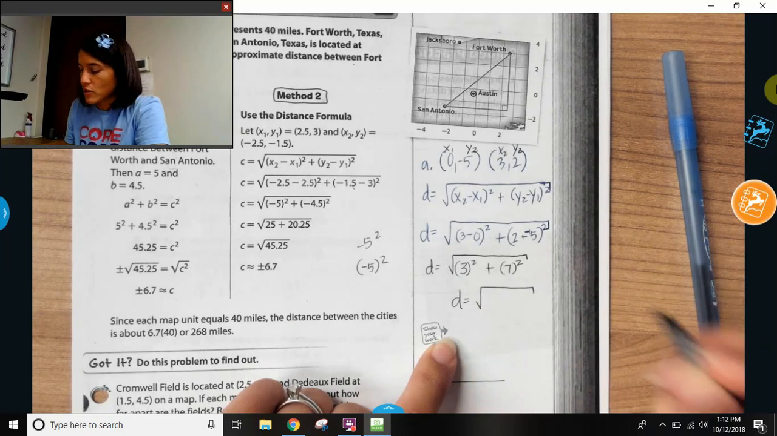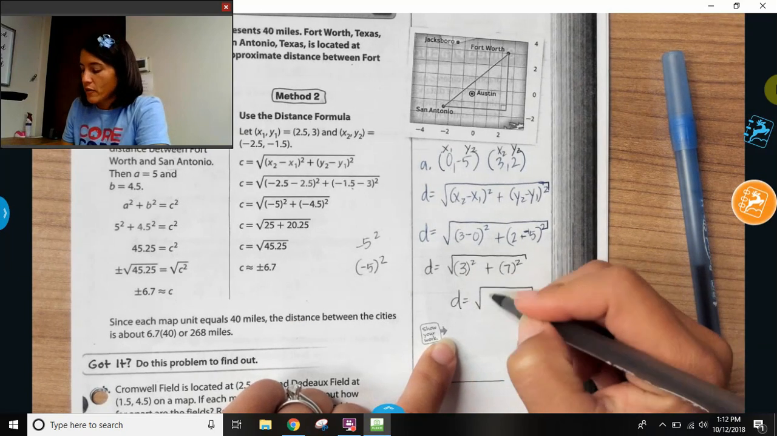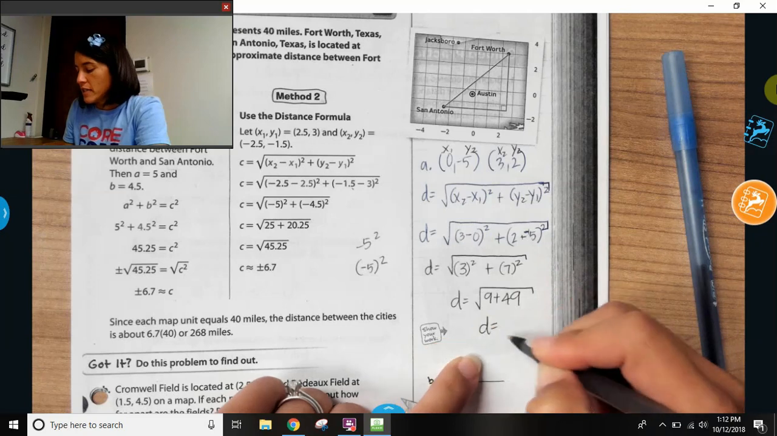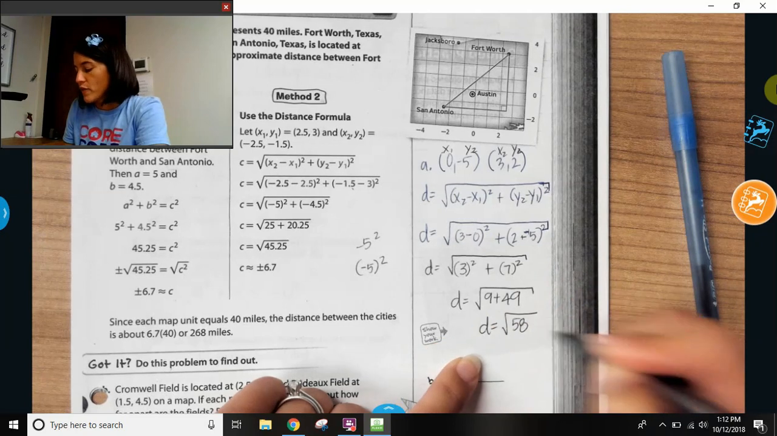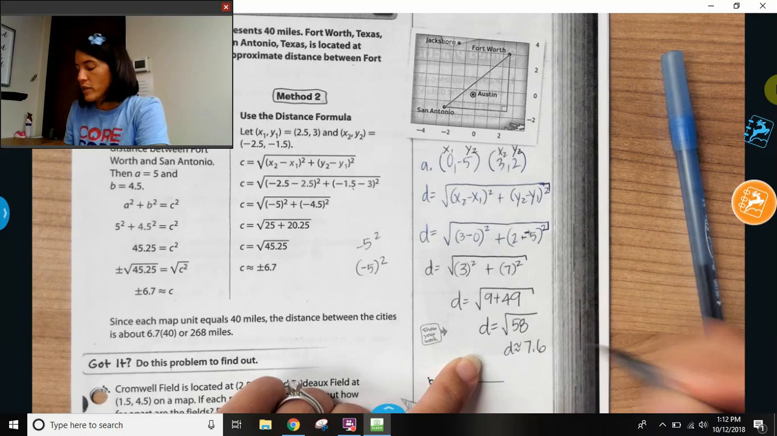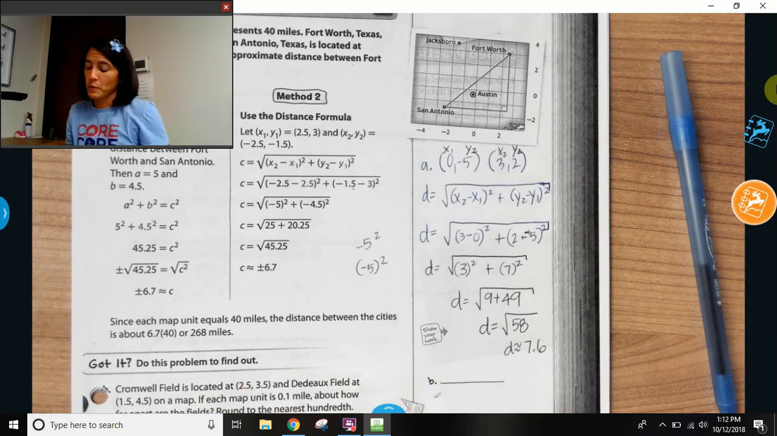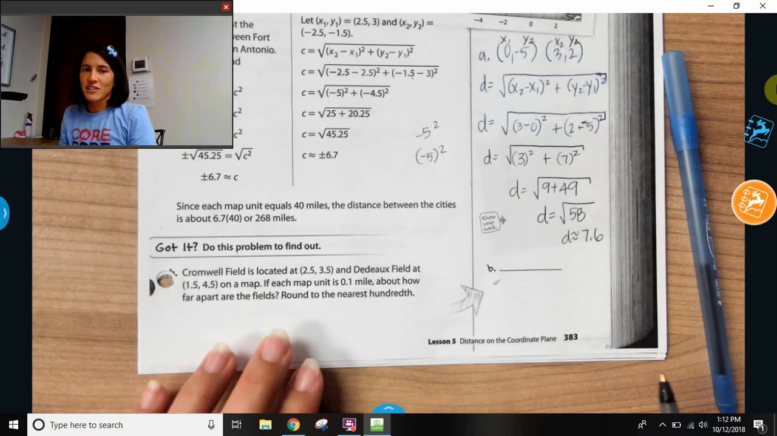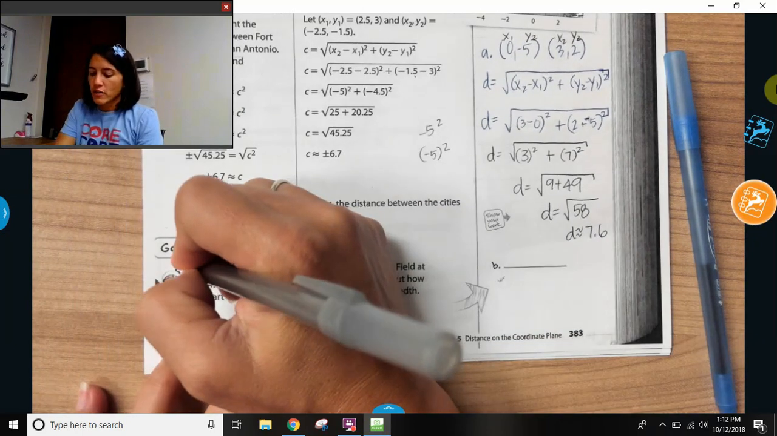The distance is equal to the square root. 3 squared is 9 plus 49. The distance is equal to the square root of 58. And then we already know that the distance is about 7.6 because we already did this example. But this is how you use the distance formula. We didn't have to graph it. We didn't have to count. We just plugged it into our equation. All right, so you try this one right here.